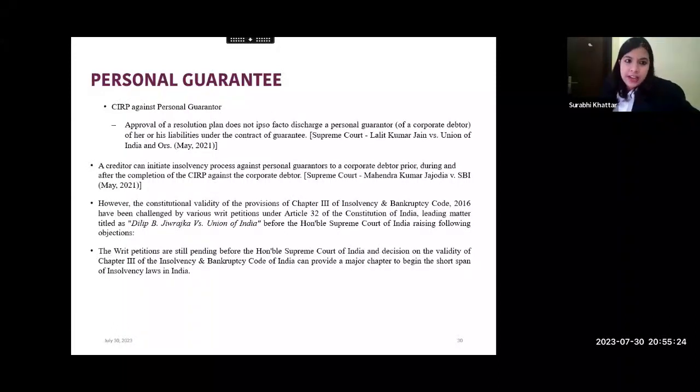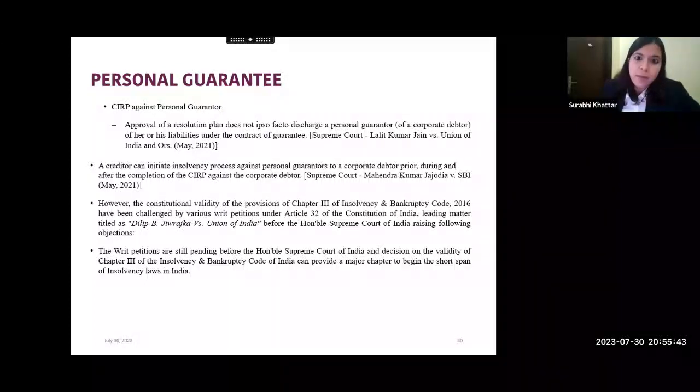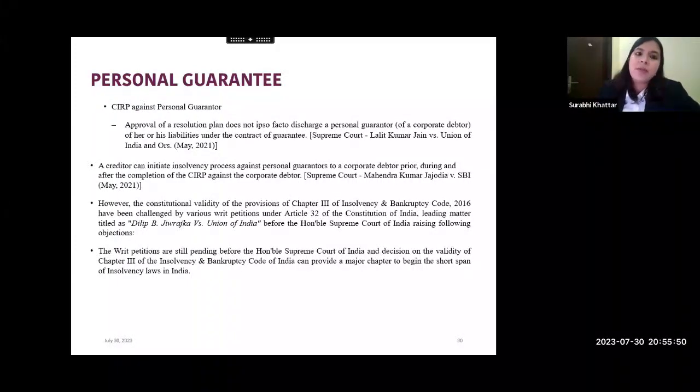In Lalit Kumar Jain, the Supreme Court clearly held that the resolution plan having been approved for a principal borrower would not mean that the proceedings cannot be initiated against the personal guarantor. The procedure for proceedings against a personal guarantor is different from the procedure in case of corporate debtors. However, the issues with respect to the constitutionality of several of these provisions are pending before the Supreme Court right now, and the Supreme Court is adjudicating these issues.